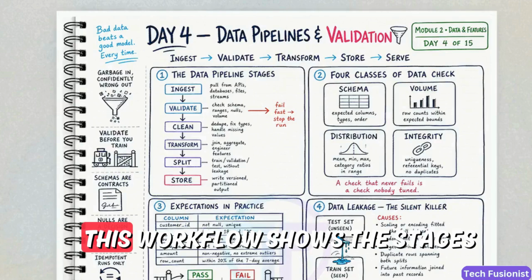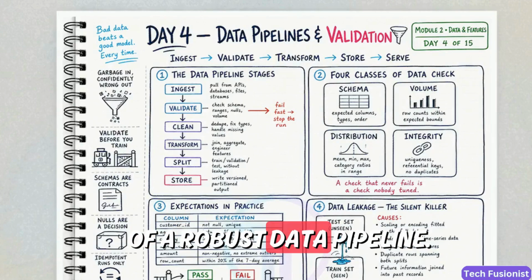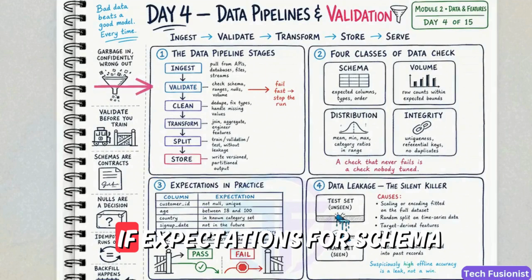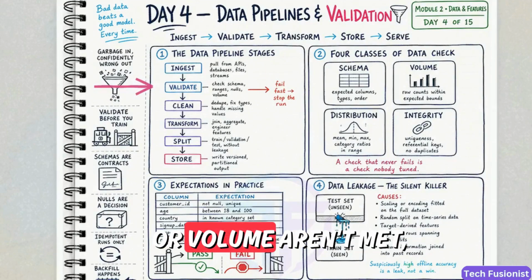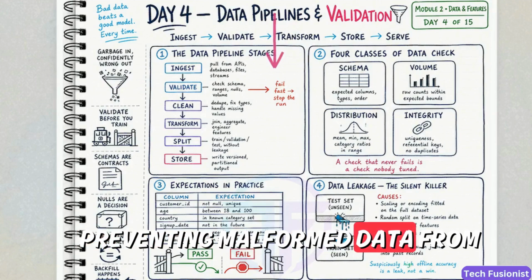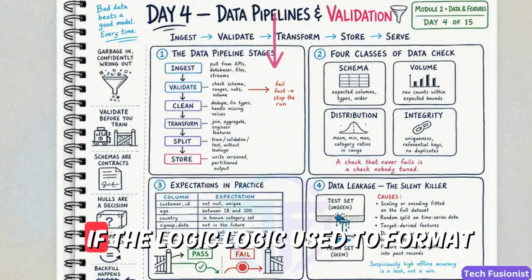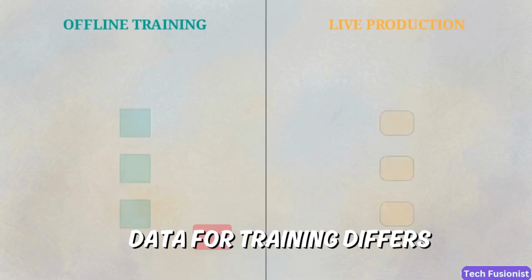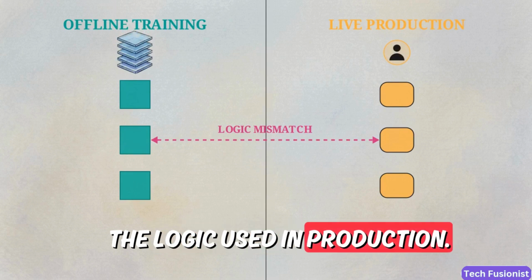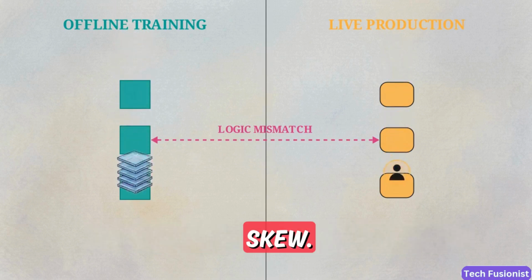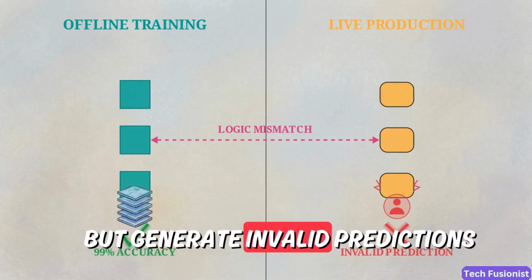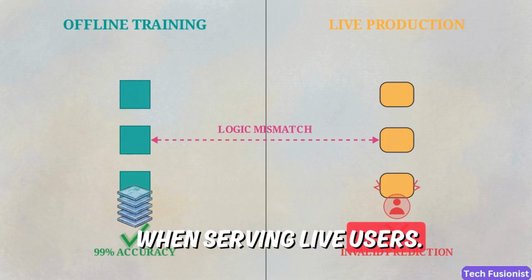Moving into day 4, this workflow shows the stages of a robust data pipeline. Notice the validation gate right after ingestion. If expectations for schema or volume aren't met, the pipeline is designed to fail fast, preventing malformed data from ever reaching the training stage. If the logic used to format data for training differs even slightly from the logic used in production, you encounter training serving skew. The model will score perfectly offline, but generate invalid predictions when serving live users.